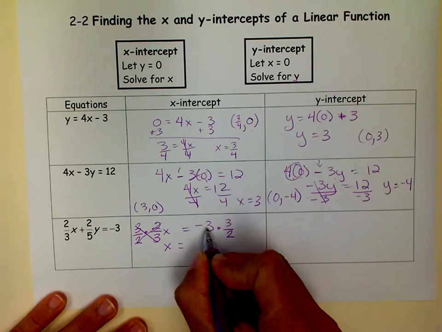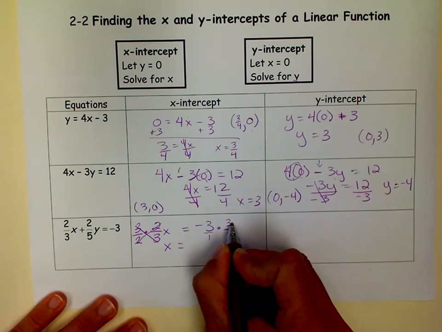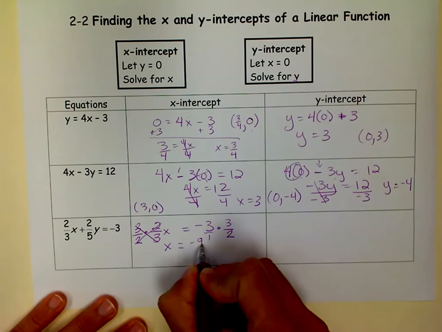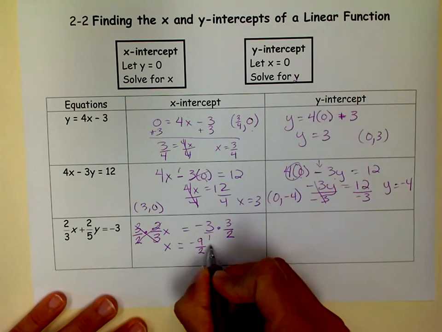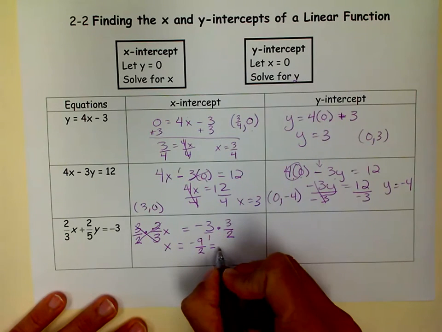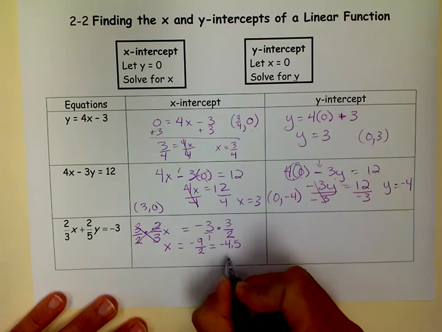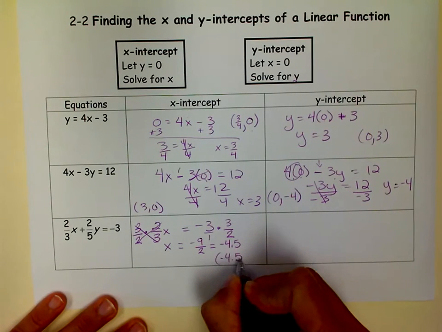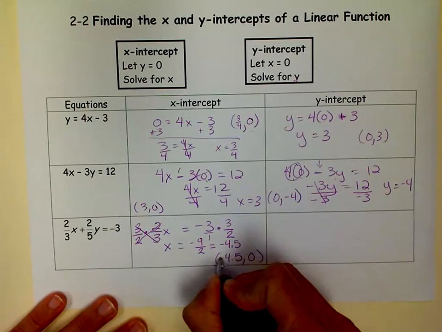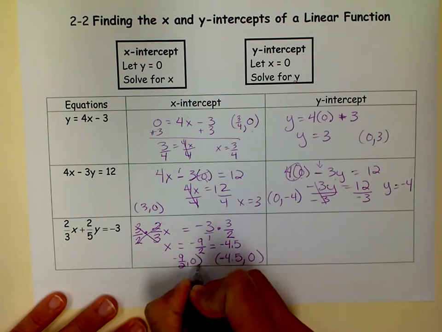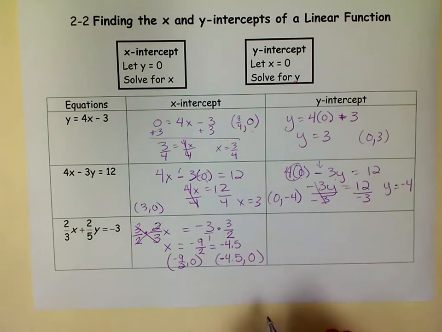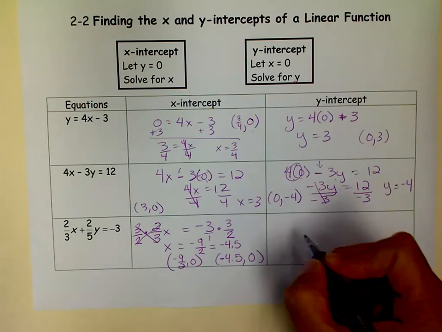And x equals, when you multiply fractions, remember, it's top times top, bottom times bottom. So I get negative 9/2. For those of you who do not like fractions, you could change that into a decimal if you wanted to. And so that's our x-intercept. But again, if we wanted to write it in the coordinates, we could write it like that or like this. Either way. Okay, let's find the y-intercept.